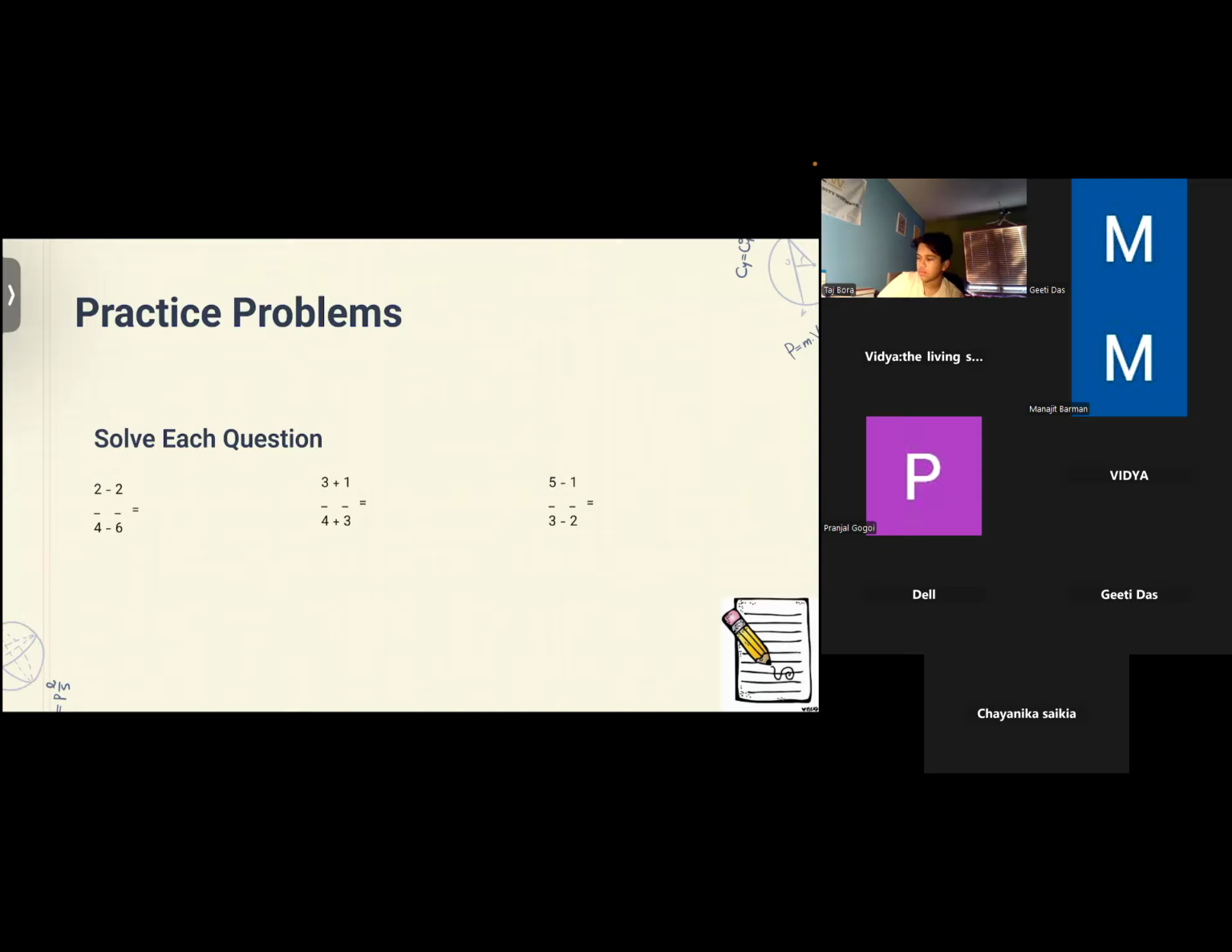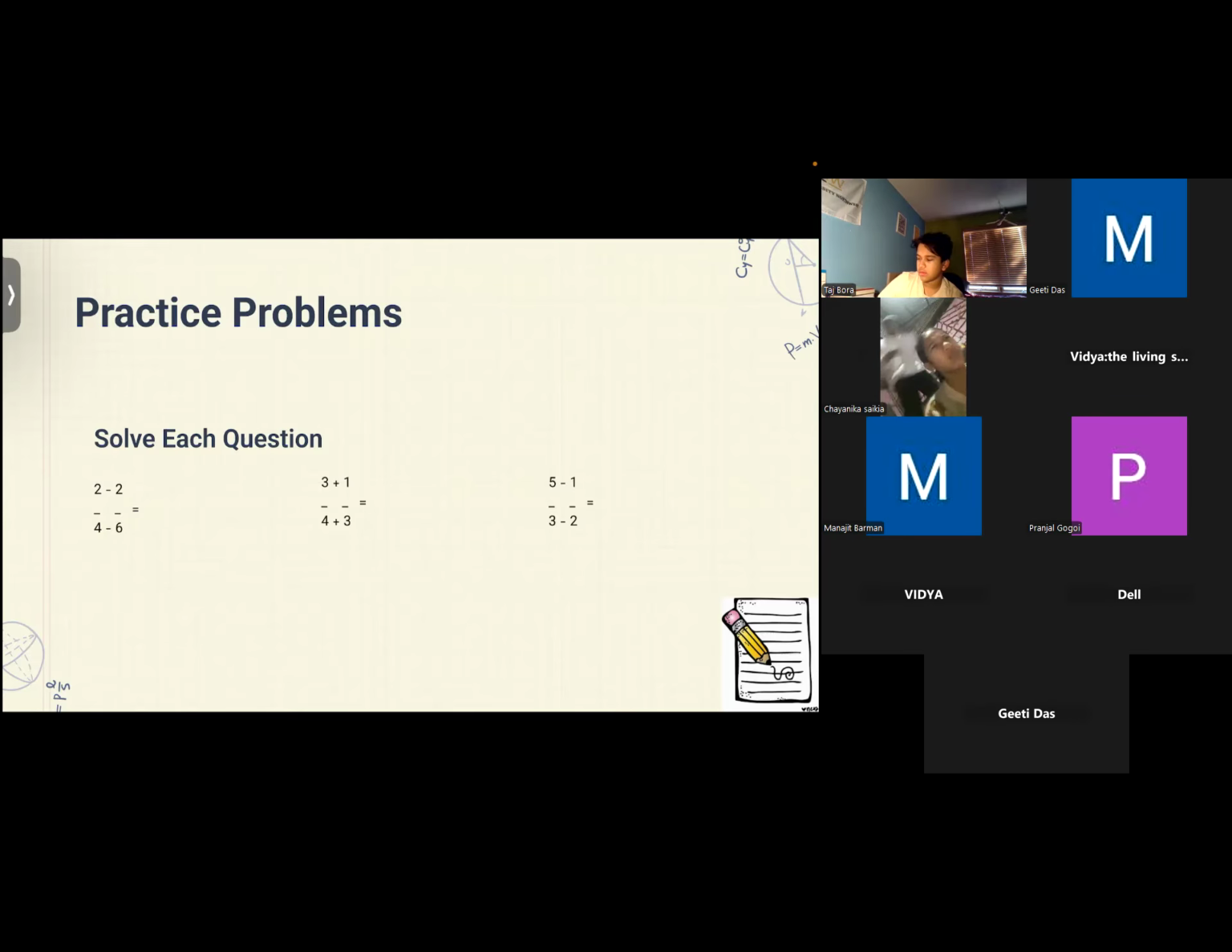Sir, first one is 1/6. Okay. Did students get that answer? Mallika got the answer, sir. Okay. And then see if the students can figure out the second question. The second question is more similar to the ones that we have already done because they are adding.